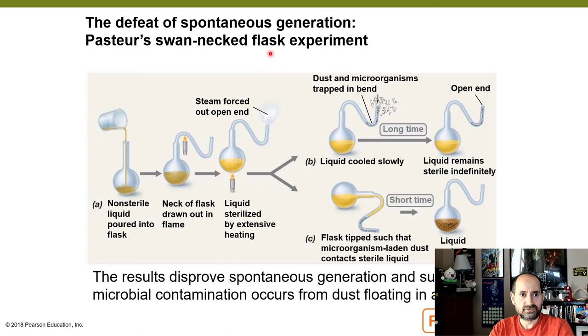So how did Pasteur's swan neck flask experiment work, and how did it disprove spontaneous generation? What you could see is, if you take a non-sterile liquid and you pour it into a flask, and then you heat the neck of this flask into a neck, it's called the swan neck, then you can sterilize the liquid by extensive heating, so extensive boiling. You can kill the microorganisms in the liquid, and the steam is expelled out of the open end. Now, once you cool the liquid, over time, the liquid remains sterile indefinitely. So this broth remains fresh, right? It's not spoiled over a long period of time.